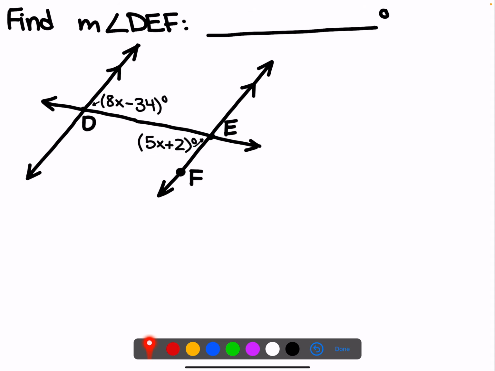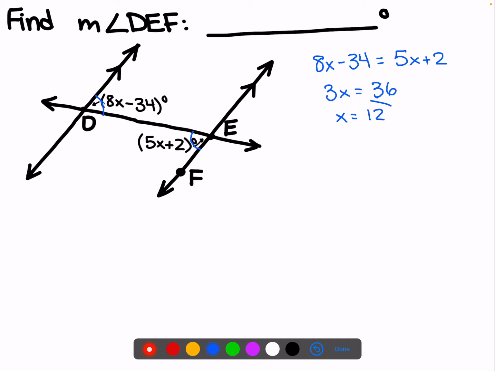Next up, find the measure of angle DEF. Feel free to pause the video if you'd like, and then we'll work on it together. All right, so looking at these two angles, we have 8x minus 34 degrees, and we have 5x plus 2 degrees. Now these two angles are alternate interior angles. If we have parallel lines, that means alternate interior angles are congruent. So we can do 8x minus 34 equals 5x plus 2. Solving for x, we get 3x equals 36, so x is equal to 12.